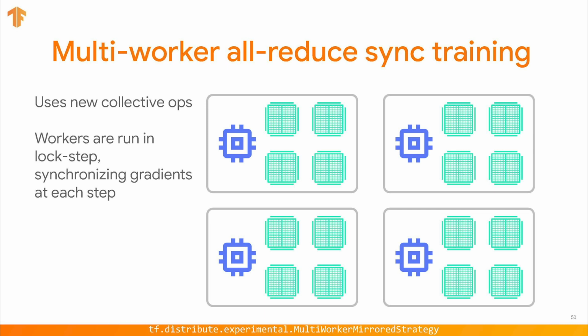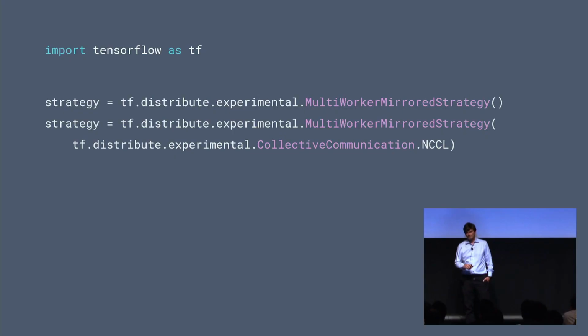It performs the all-reduced computation, not just across GPUs on a single workstation, but across the GPUs on all the different workstations. It does so through TensorFlow Collective Ops, which allows you to send data in a broadcast fashion between the different TensorFlow workers. The way you would use this API is similar to the mirrored strategy API. You can create a default instance of a multi-worker mirrored strategy, or you can specify a specific collective communication algorithm to be used.